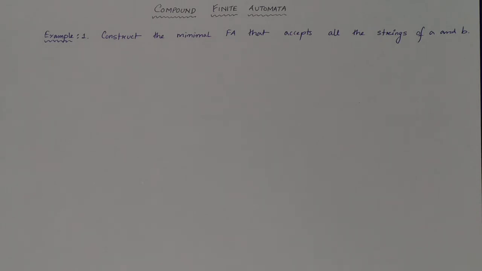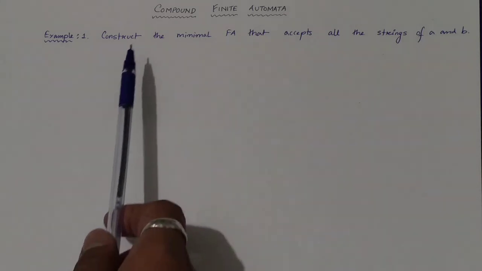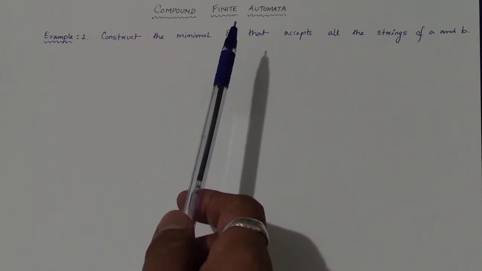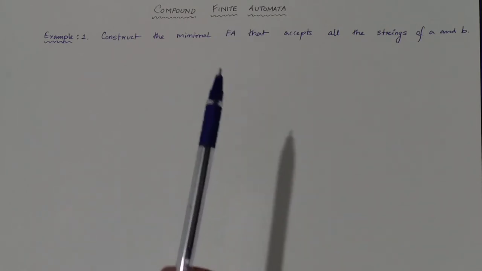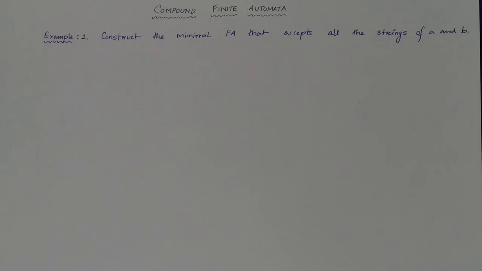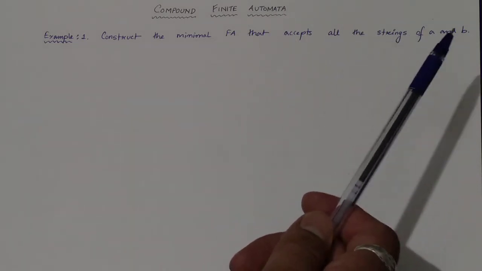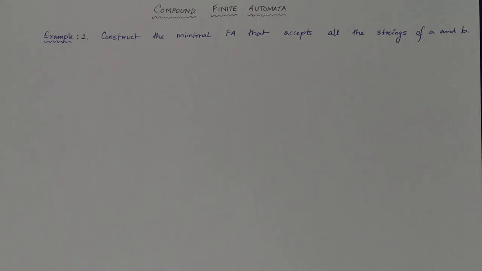So basically, let me look into one example where it is given: construct a minimal finite automata. When it is said minimal finite automata, it is already said minimal and also finite automata, so we will be considering a deterministic finite automata only, that accepts all the strings of A and B. For that, I will be taking one example.